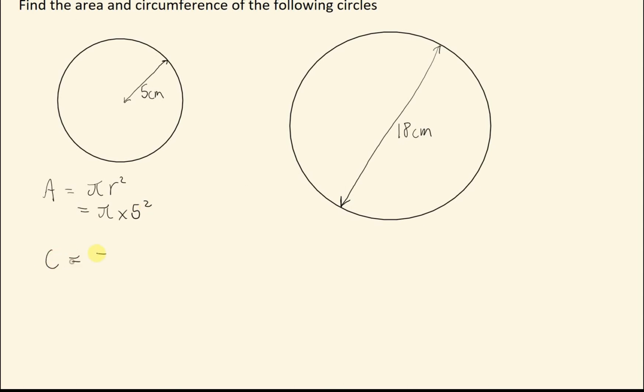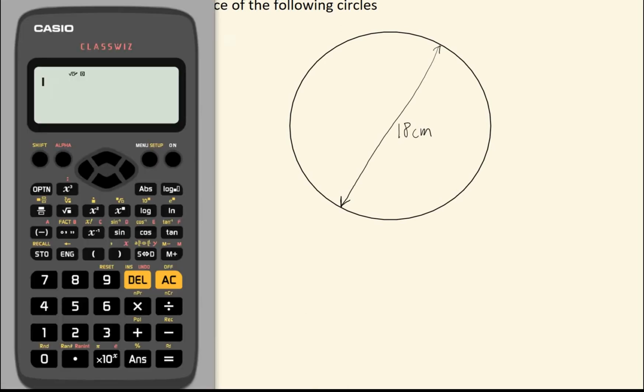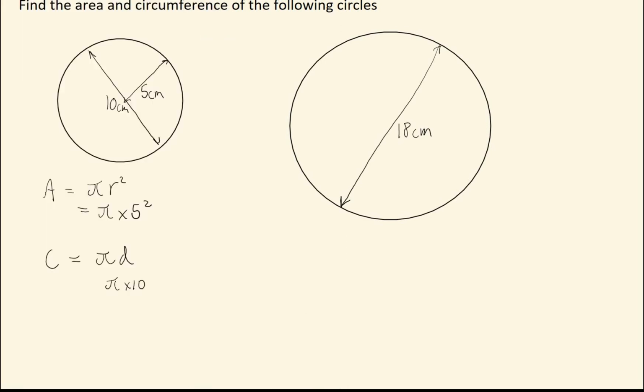For the circumference you would need the diameter. That diameter is going to be the whole way across this circle, which would be 10 centimeters, because it's double the radius. So therefore you would do pi times 10. And again, get a calculator, work those both out, it'll do it all for you.